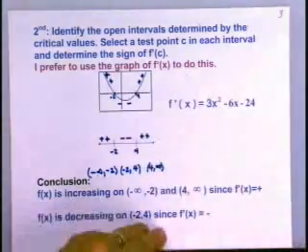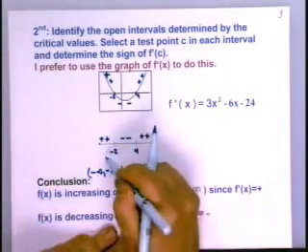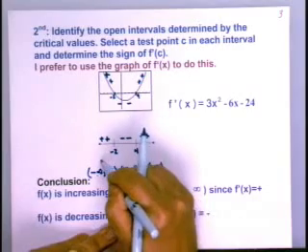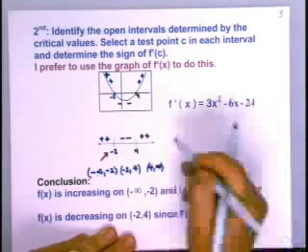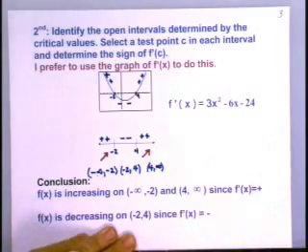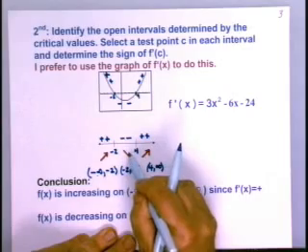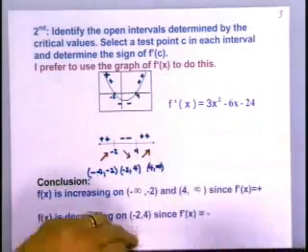So according to the rules that we just established, when the derivative is positive, which is the case from negative infinity to negative 2, the function is increasing. It's also increasing from 4 to infinity. And then from negative 2 to 4, the original function would be decreasing.